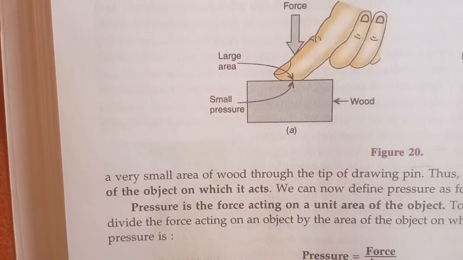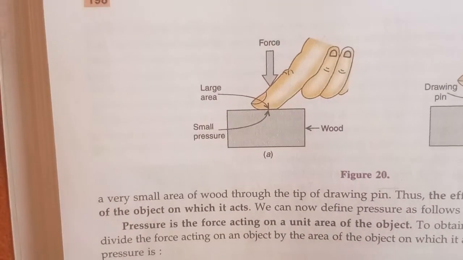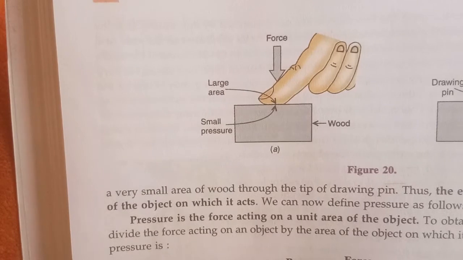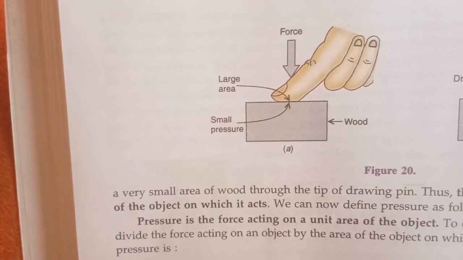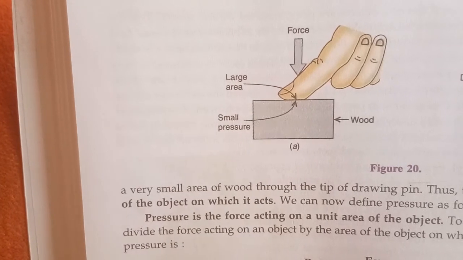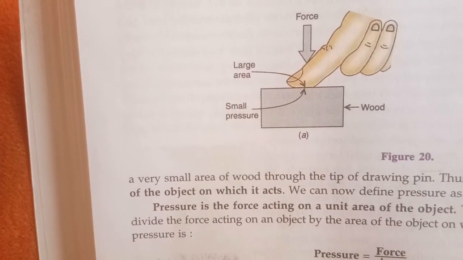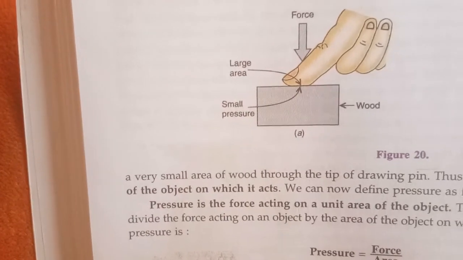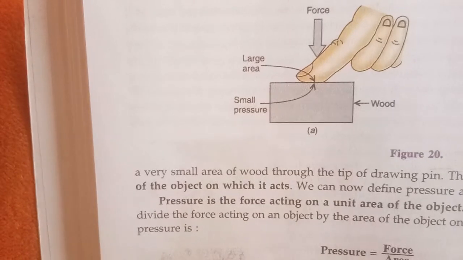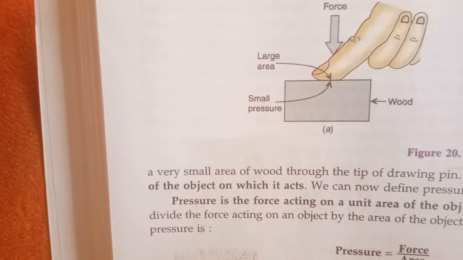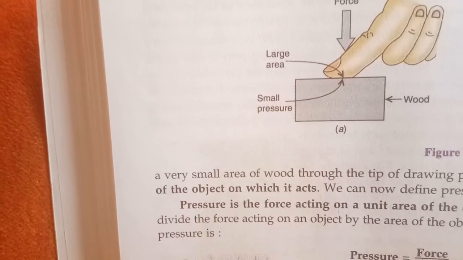Another famous unit is Pascal. It is named after the French scientist Blaise Pascal. It is denoted by capital P and small a. 1 Pascal is equal to 1 Newton per meter square. 1 kilopascal is equal to 1000 Pascal.